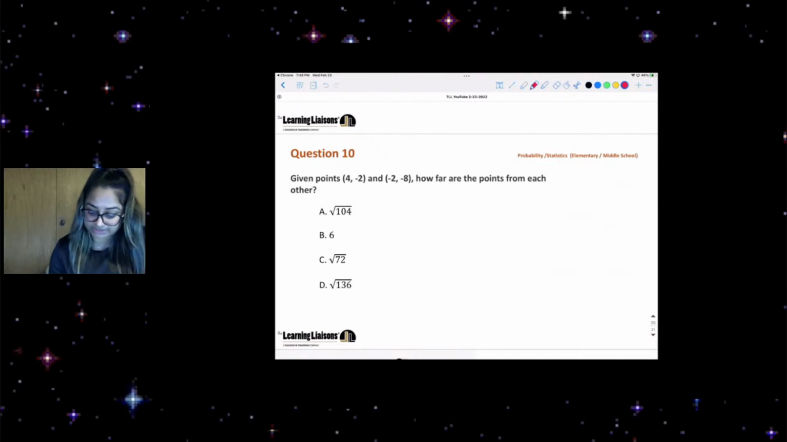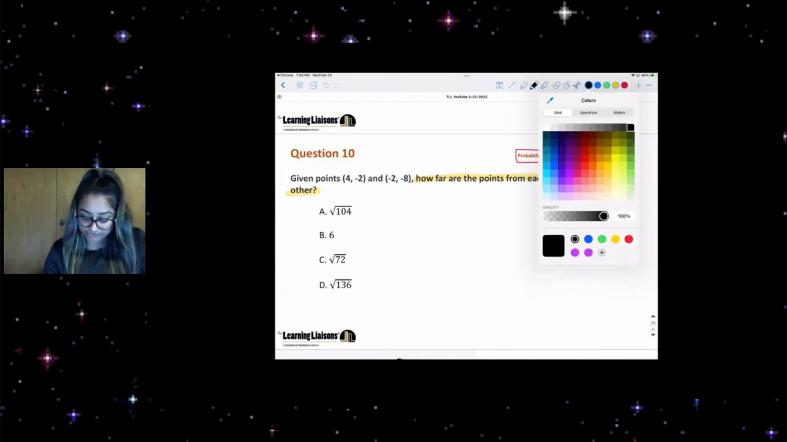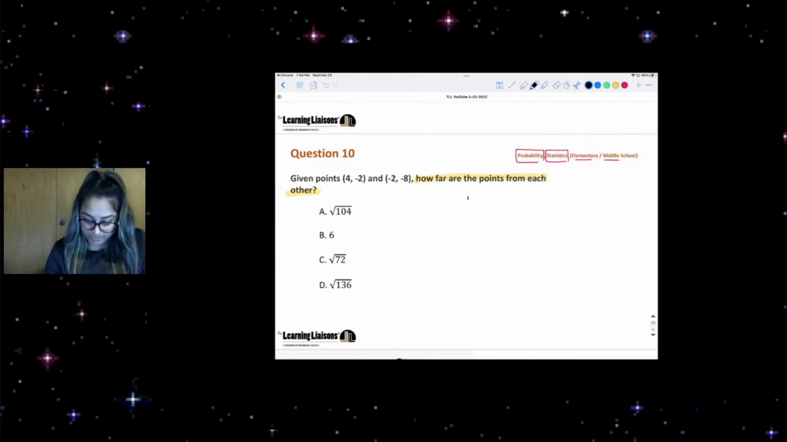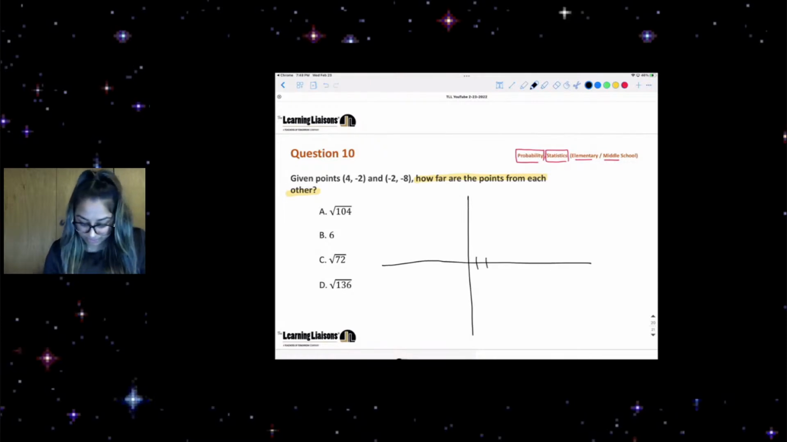Okay, here is number 10. It's a probability and statistics problem, elementary and middle school level. So what do we know? We're given points and they're asking us to do what with it? They're asking us how far the points are from one another. Well, I can sit here and graph it. Let's try it. So I'm going to graph what I'm given. Here is my lovely graph. Now I'm going to put my points on there.